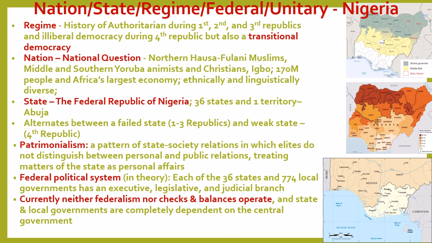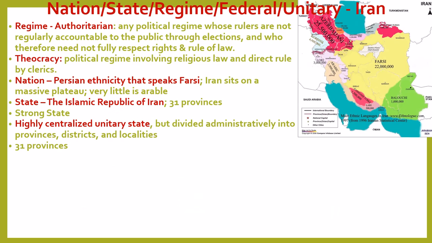So because of that, it is a weak state, and a history of authoritarian regime. It's got a federal political system in theory. Each of the 36 states do have executive, legislative, and judicial branches, but currently neither federalism nor checks and balances operate because of problems associated with trying to establish a fragile democracy.